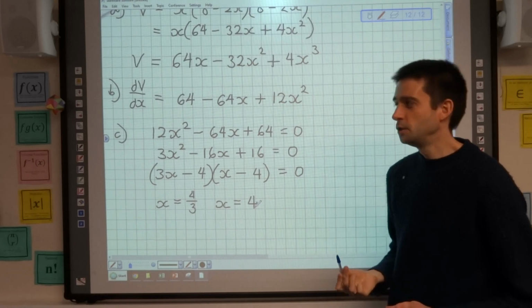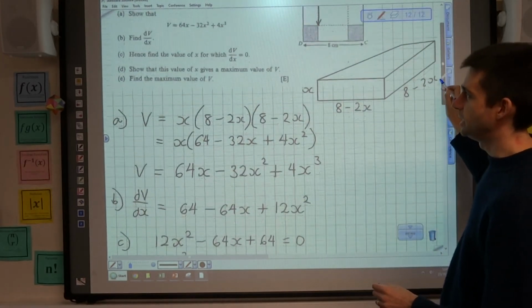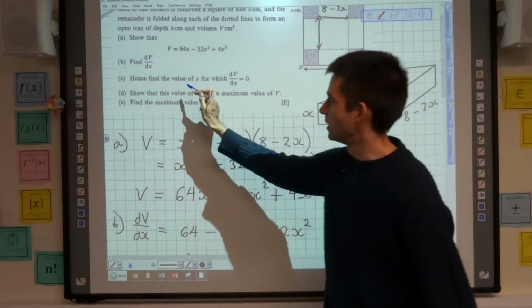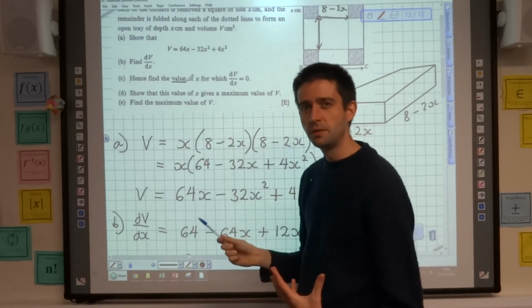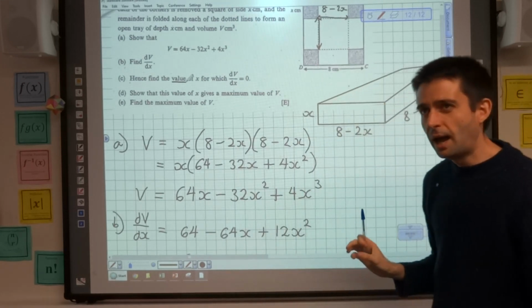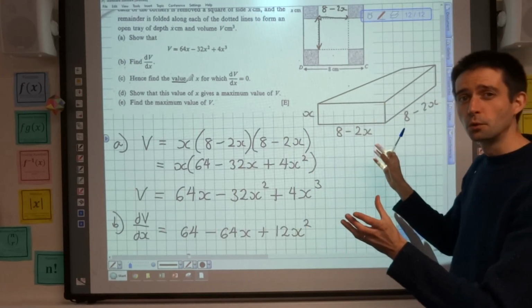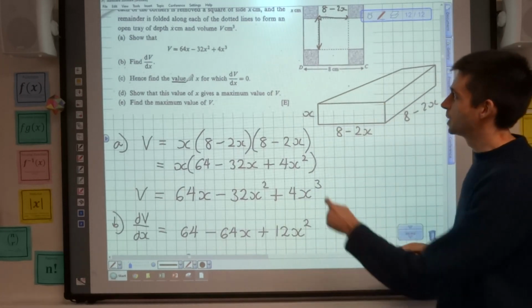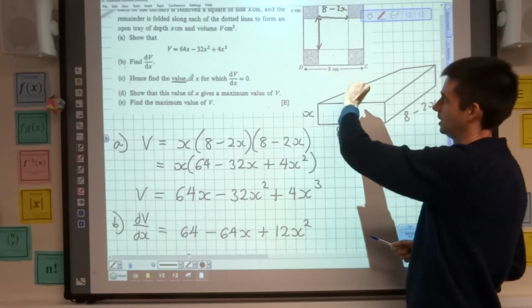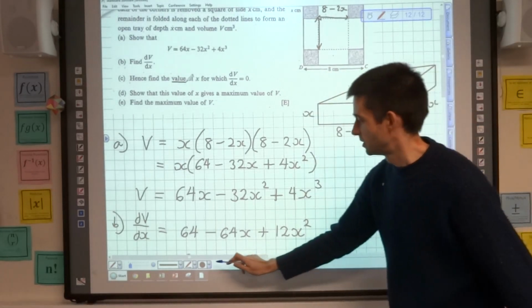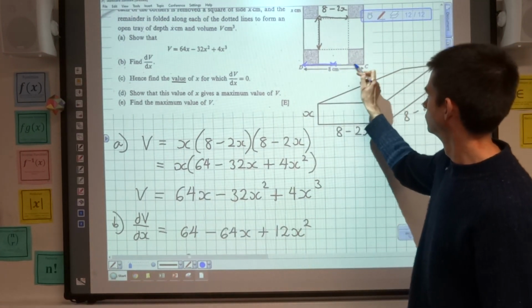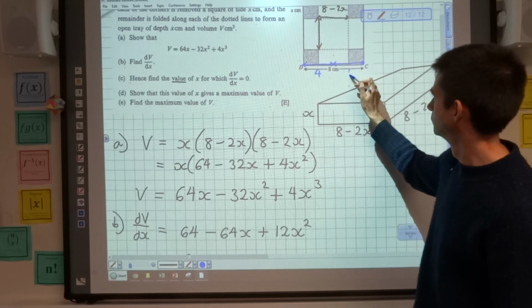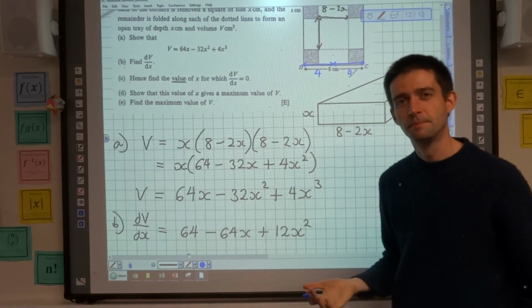So I've actually got two solutions here, but part C said very clearly find a single value of x. So let's just think about which of these two is sensible. x is the amount that you're cutting off the corner of this square. Now if you cut 4 centimetres off this side, and you cut 4 centimetres off this side, you wouldn't have any box left.